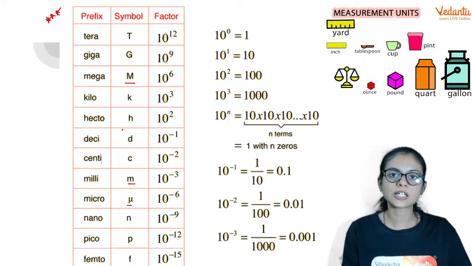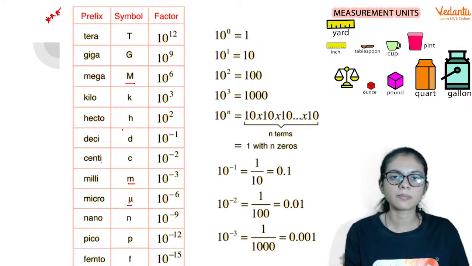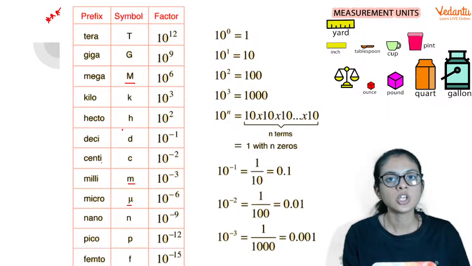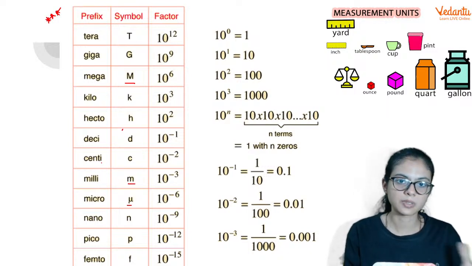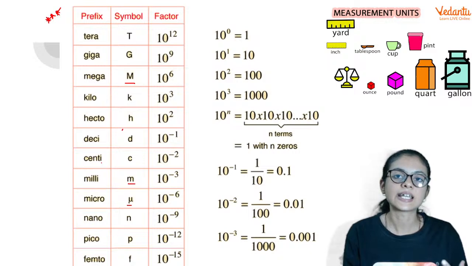Kilo, we already use it: kilograms. 1 kilogram, how much is it if converted into grams? Kilo means 10 power 3, so 1 kg is equal to 1000 grams. These kinds of conversions you should know. Then comes hecto, which means 10 power 2. Deci means 10 power minus 1, and centi.